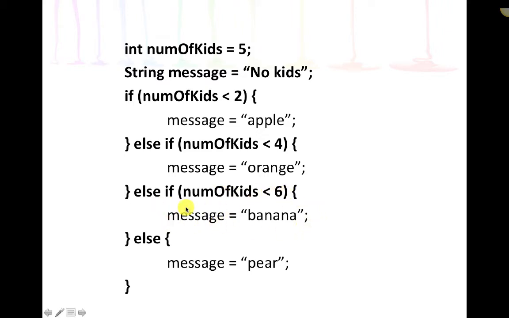Note that once you find a true condition and it executes what's inside of that true condition, it stops evaluating. So if num of kids was set to 3, it would come up here and check this one, and it would be false, and then it would check this one and that would be true, so message would be orange, and at that point the if statement exits out.